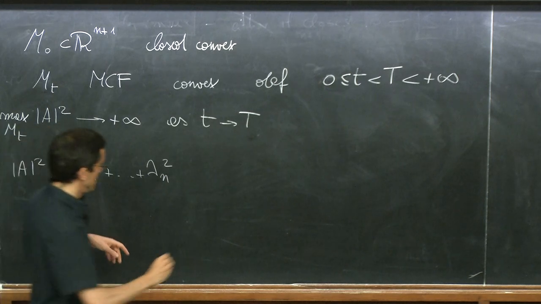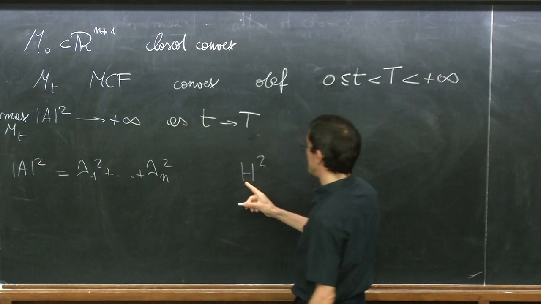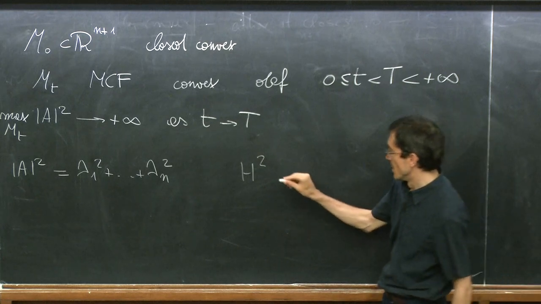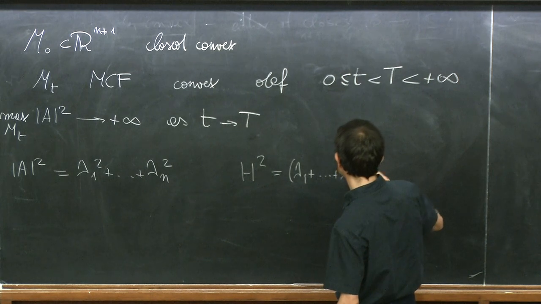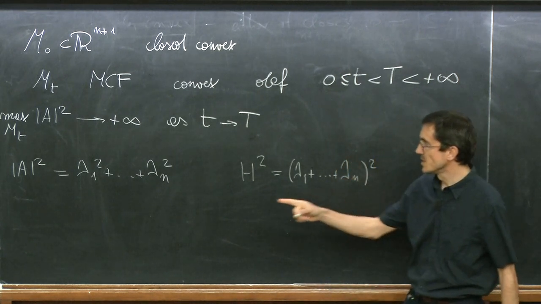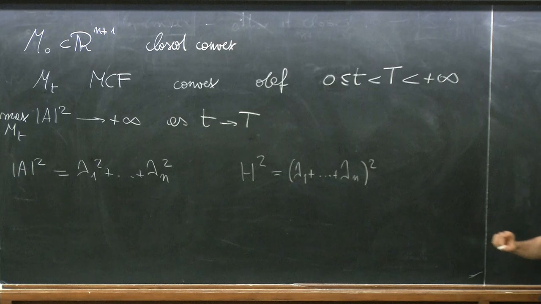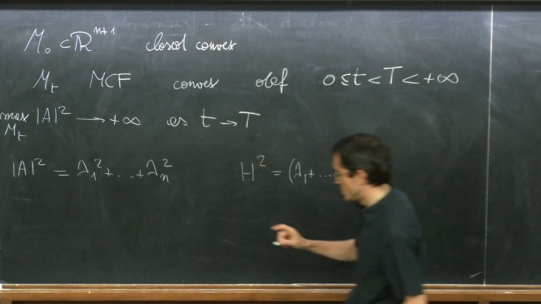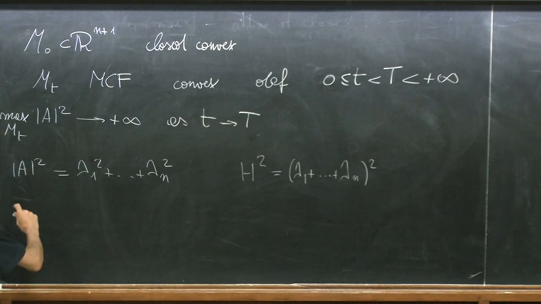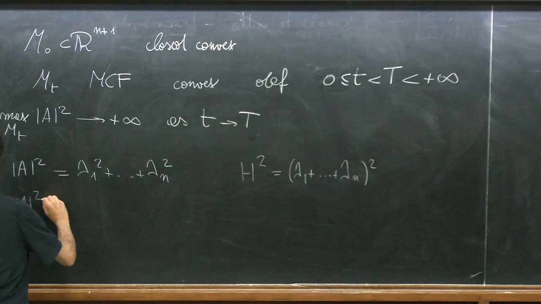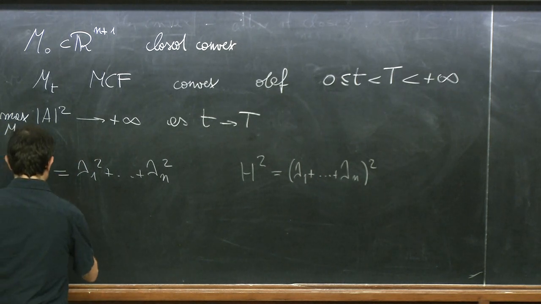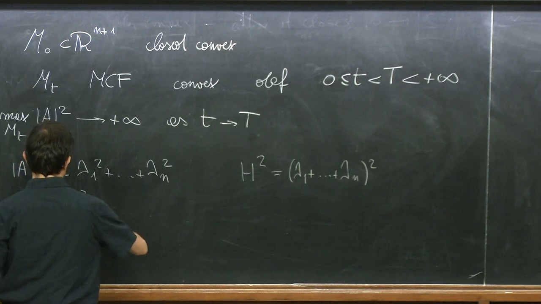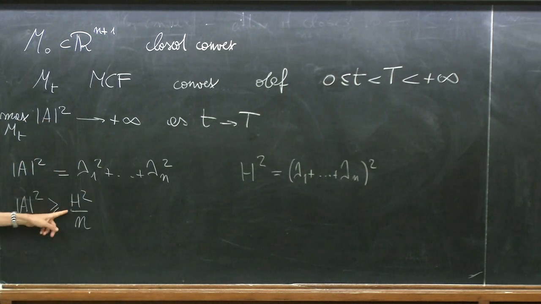And if we compare it with the square of the mean curvature, you see that one is the sum of the squares, the other one is the square of the sums. What's the relation between these two? By the elementary inequality relating these two operations, this is always true.